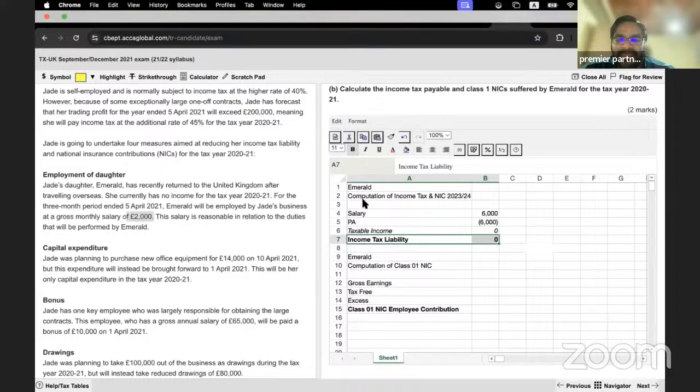Right. Now moving on to NIC. Gross earnings would be only the salary, right? So I'm not going to compute again. I am going to link from the top. Equal, click this salary cell 6,000, press enter. So I automatically came here. Now I have to see how much is the tax-free amount. So how much is the tax-free amount? For NIC?